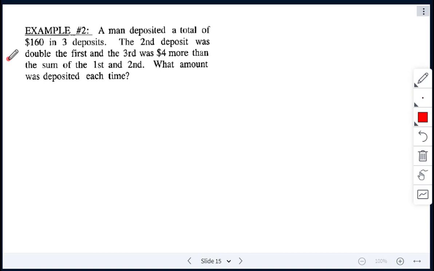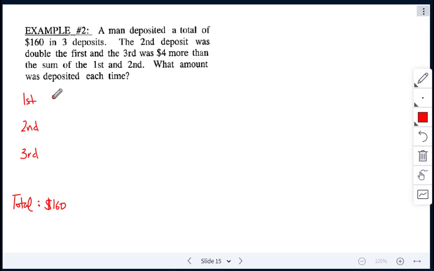So the first thing we'll do here is we have to figure out what is the first deposit, what was his second deposit, and what was the third deposit. And we already know that the total is $160. So I'm just going to put that down here. We know that the total is $160. Okay, so we know that the second deposit was double the first, and the third was $4 more than the sum of the first and second.